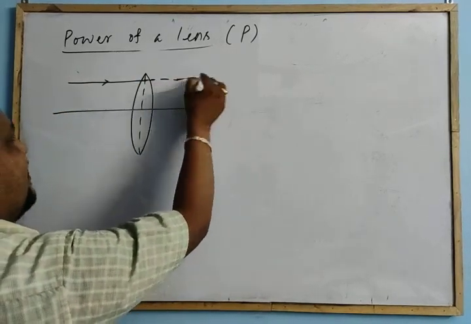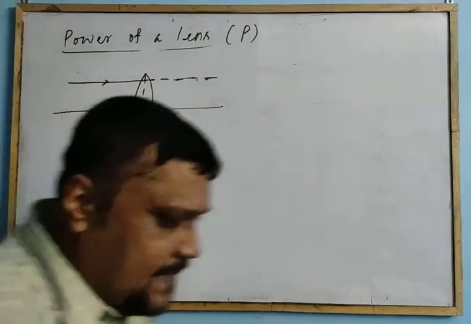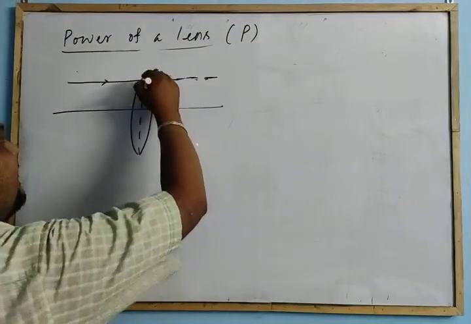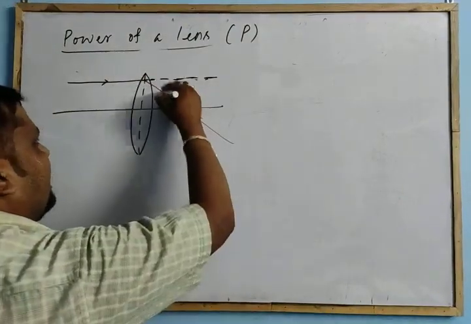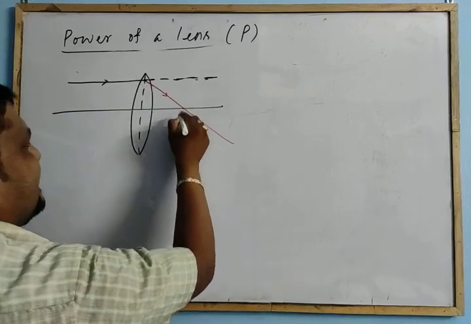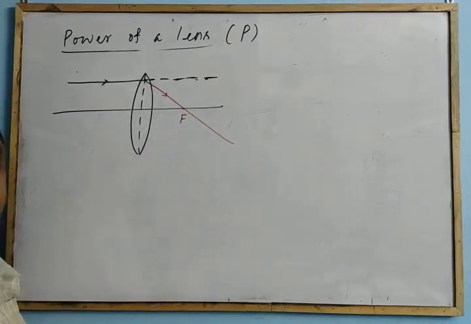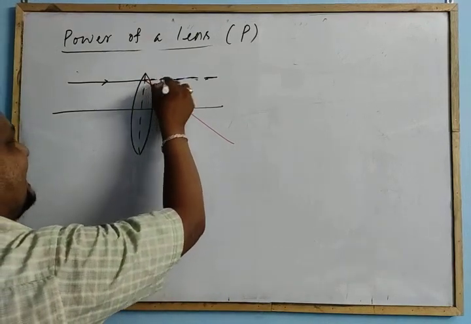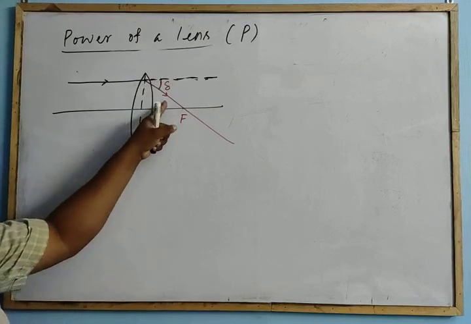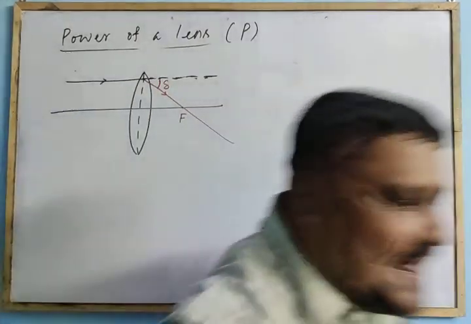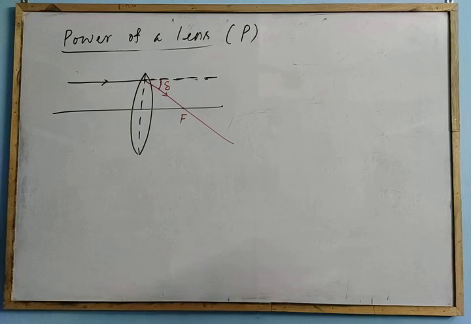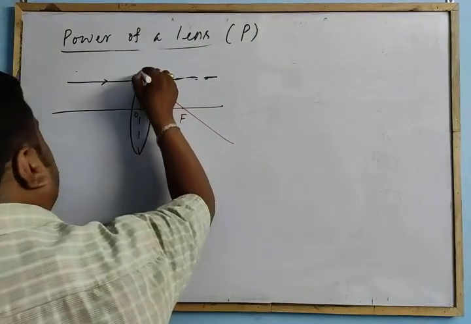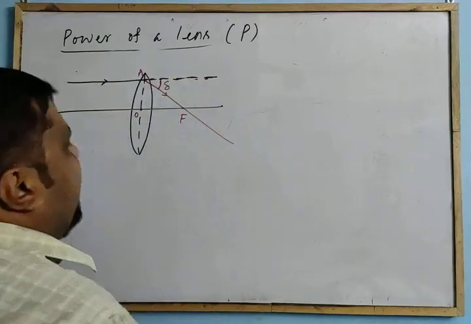But because of refraction, what will happen? The ray will bend, and as you know, since it is incident parallel, the ray will pass through the focus. Then how much does it deviate? From its actual path, it deviates by an angle delta. Here, this is the deviation delta. Let this be the optical center O, this the point A, and this your F.